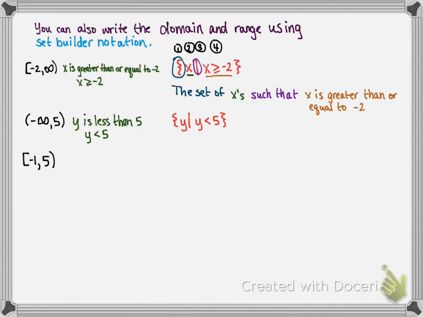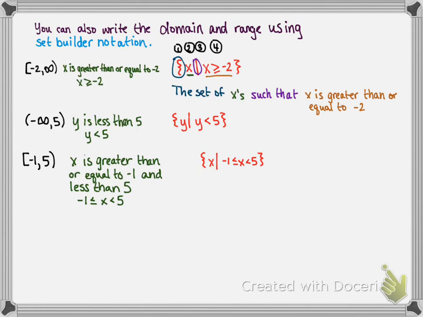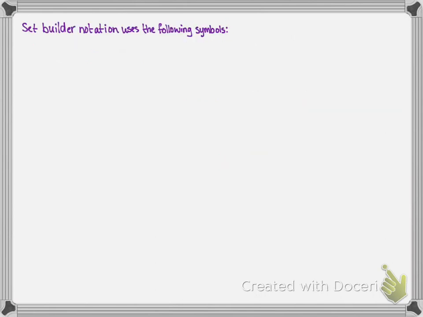Okay, here's our third example from the previous slide. So this represented x is greater than or equal to -1 and less than 5, written in inequality form like this. In set builder notation, we would write this. So the set of all x's such that x is greater than or equal to -1 and less than 5. Set builder notation uses the following symbols. It uses the curly braces to designate a set, then the inequality symbols, so less than or equal to, greater than or equal to.